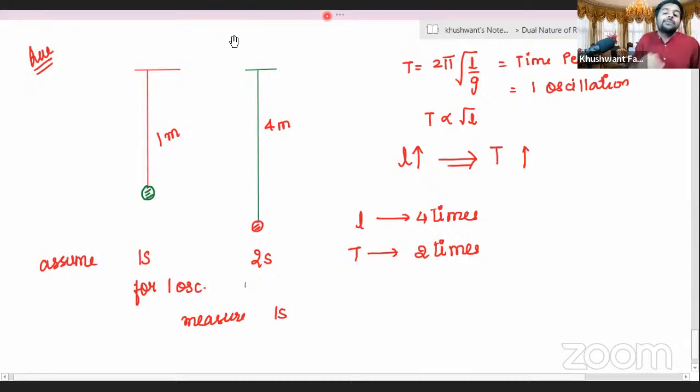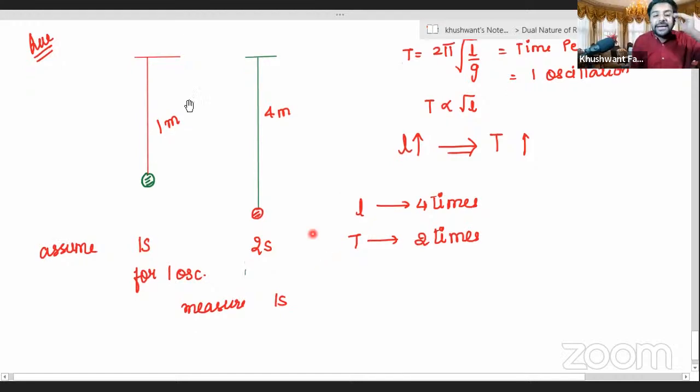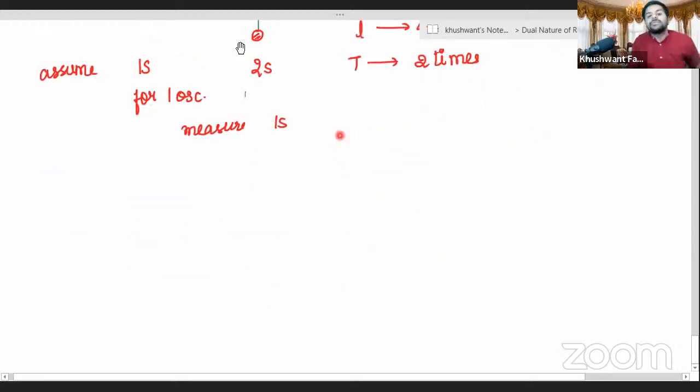So let's understand what drastic error this thing will bring into our measurements. I repeat, the original length of the pendulum was 1, suppose that amounts to a time period of 1 second. When I make the length of the pendulum 4 times, now the time that it will take is twice the initial, because here the time period is proportional to root of L, and therefore when L becomes 4 times, T will become root of 4 times, which is 2 times. So now the time period will be 2 times the original value.